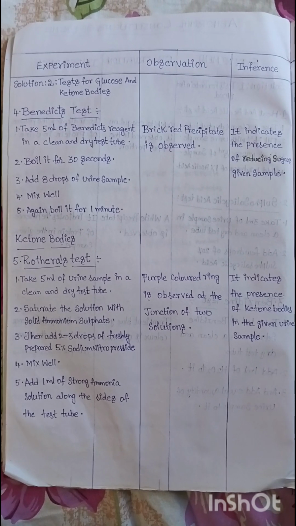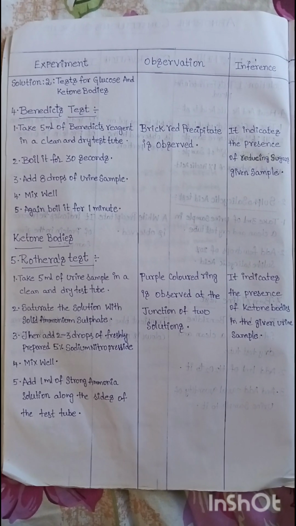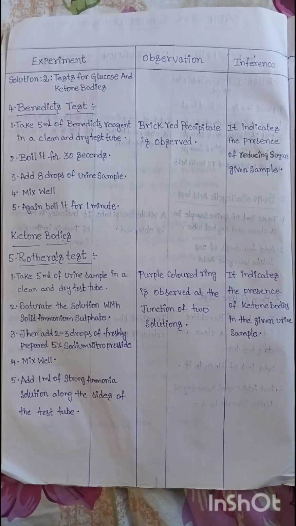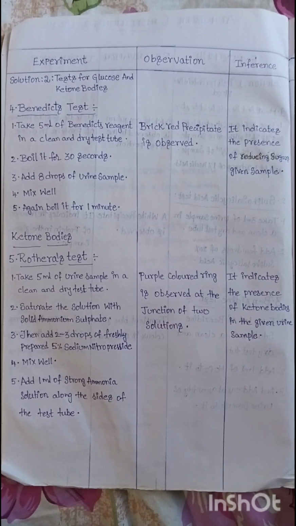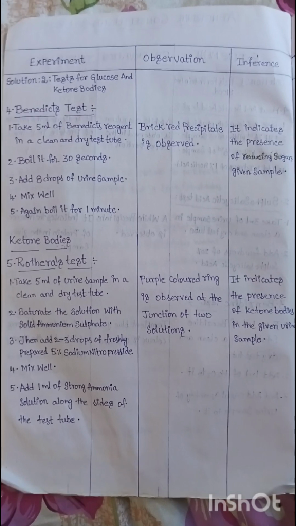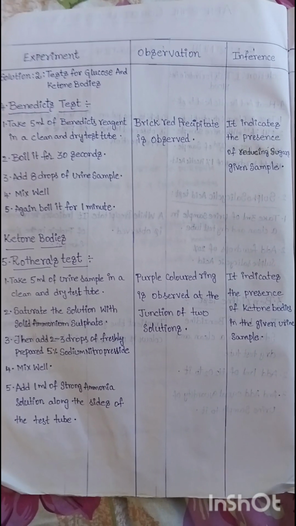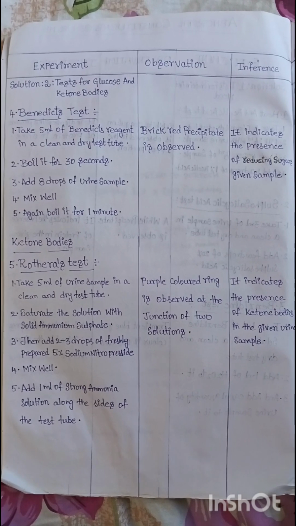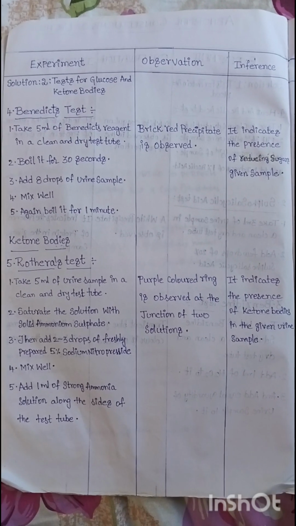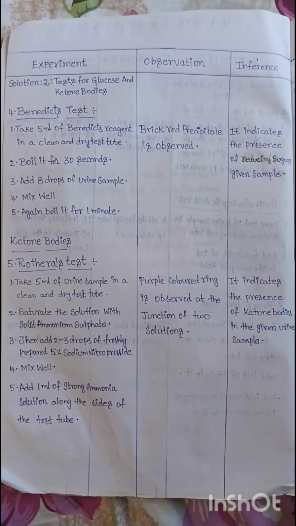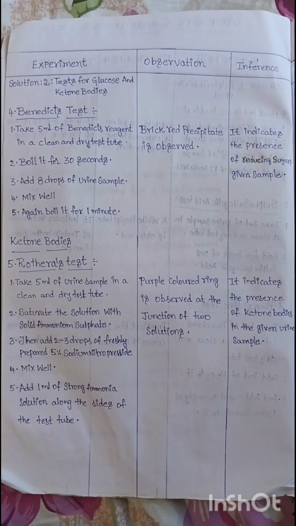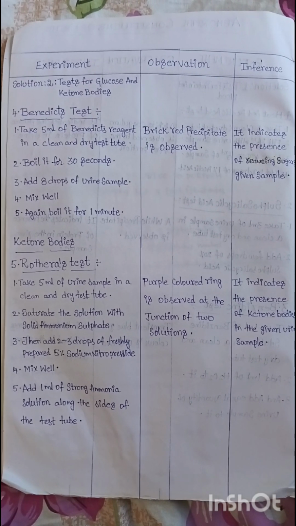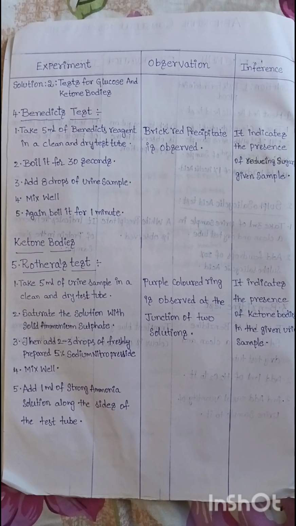Now coming to the explanation of solution 2, test for glucose and ketone bodies. What are the kinds of tests that come under test for glucose and ketone bodies with the help of solution 2? Those are Benedict's test, Rothera's test, and Gerhardt's test. For glucose we conduct Benedict's test. For ketone bodies we conduct Rothera's test and Gerhardt's test.